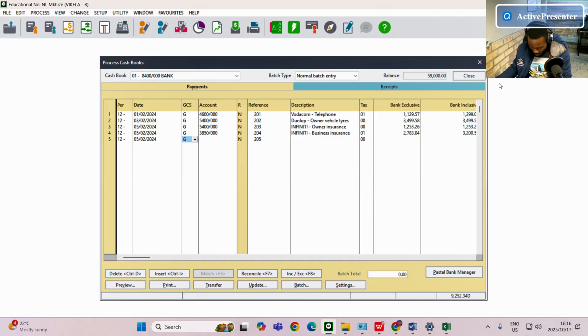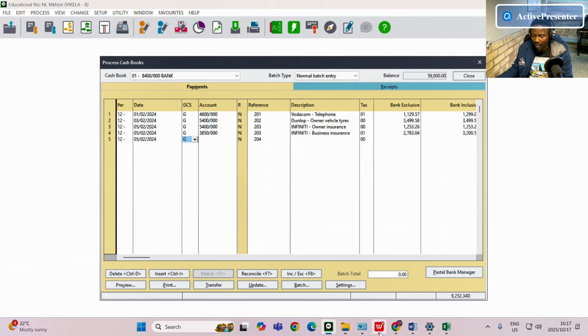Right, we move. It says for 20. Okay, sorry. Let's just fix the reference here. It's still 203. Remember, it's on the same transfer. The transfer actually had the business's insurance and the owner's insurance, so it has to be the same reference. Okay. Then it says here.